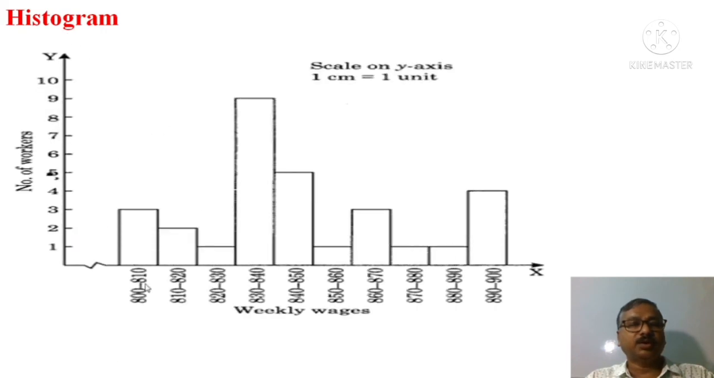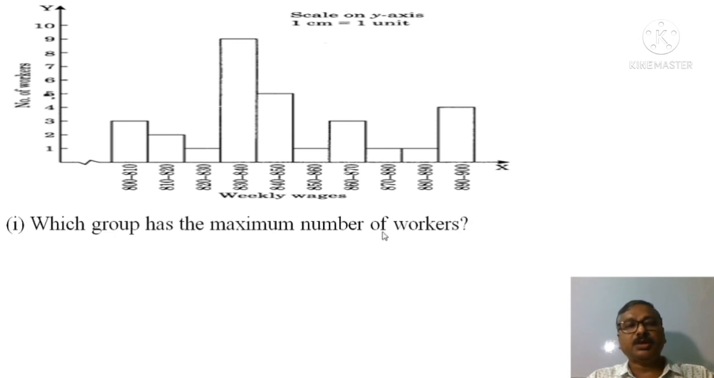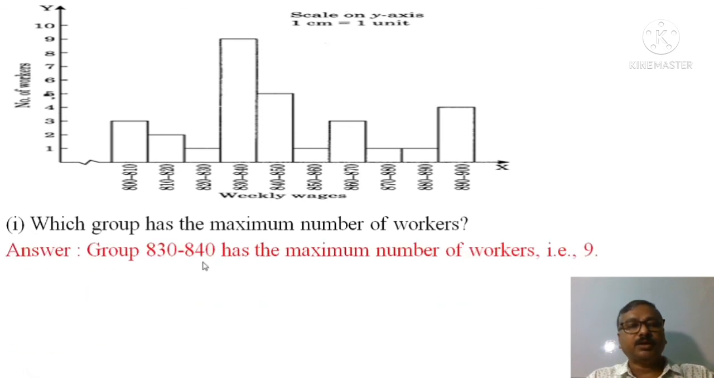This is the histogram. Whatever the observations given, 800 to 810, there are 3 workers. Now 810 to 820, there are 2 workers. 820 to 830, 1. 830 to 840, 9. 840 to 850, 5. This is again 1. This is 3 and 1, 1, 4. So this is the histogram from the table. Now the questions. Which group has the maximum number of workers? This group, 830 to 840. So group 830 to 840 has the maximum number of workers, that is 9.